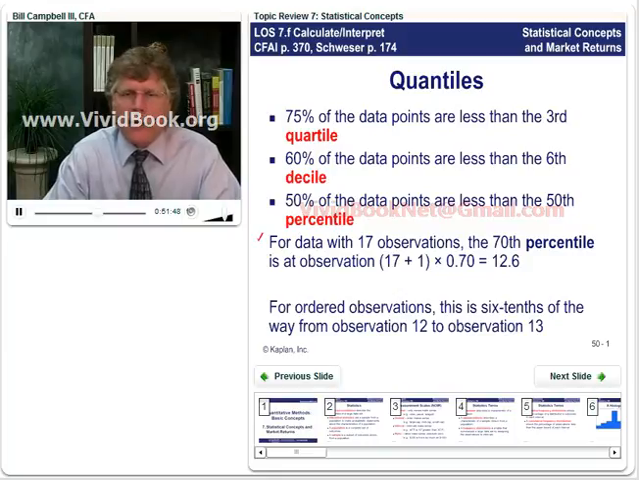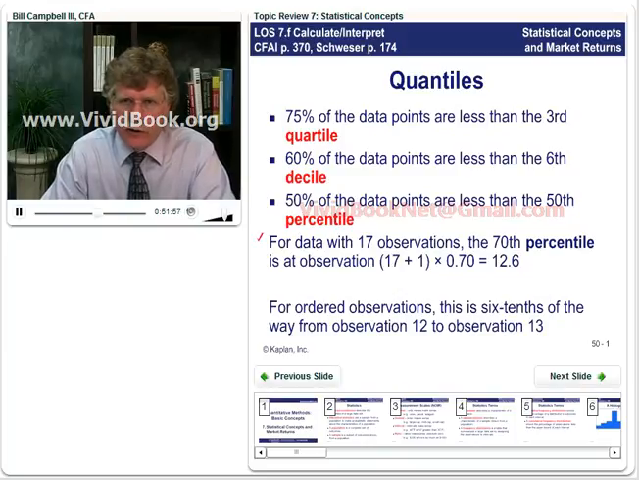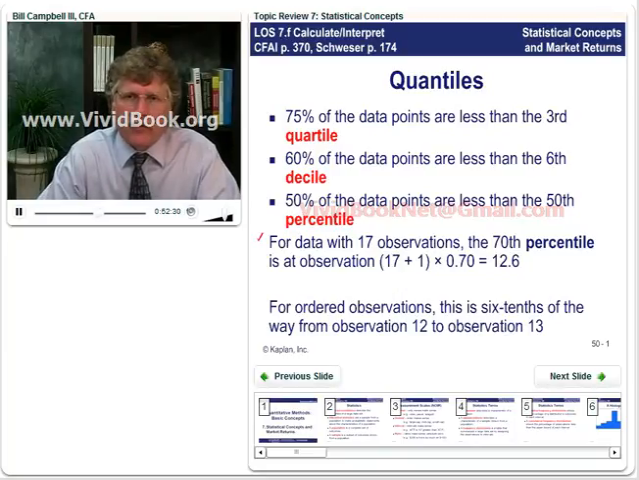Think of it this way. Let's say you had 3 data points. You had 1 at 0, 1 at 50%, 1 at 100%. The 50th percentile would be at your second data point. That's 50% times 3 plus 1. So just remember that to figure out which data point falls at a particular percentile, take the number of observations, add 1, multiply by the percentile. That tells you which data point falls at that percentile.